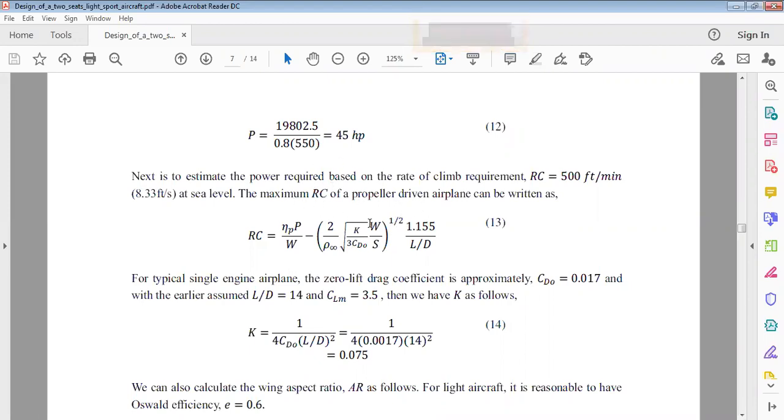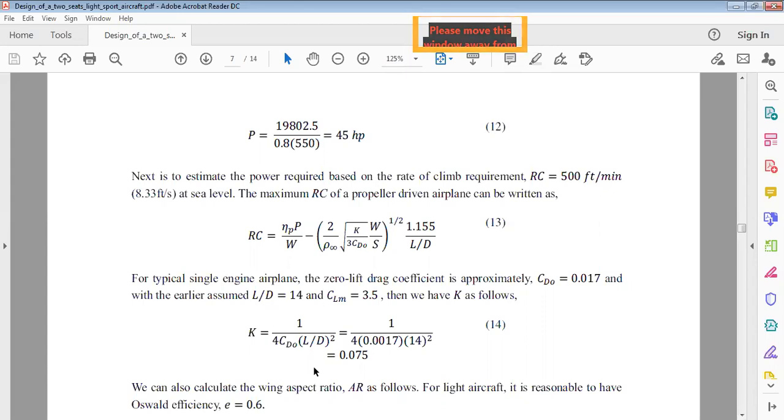So the maximum RC of a propeller driven airplane can be written as follows. For a typical single engine airplane, the zero lift drag coefficient is taken as 0.017. Understood? This is the zero lift drag, also called parasite drag. Now L by D is 14, CLmax is 3.5, K allows. So we know K by 4 CD naught L by D, the value we discussed in the previous section.